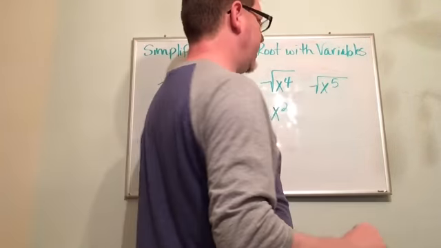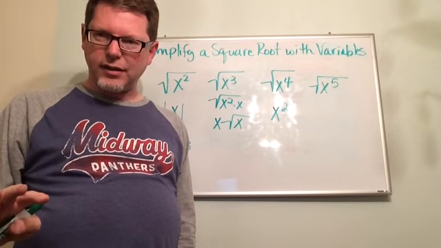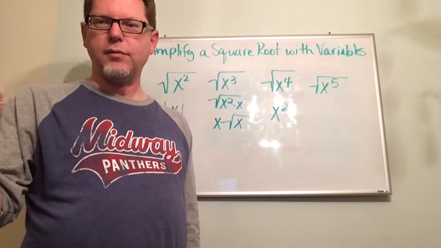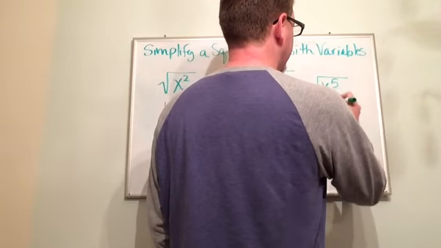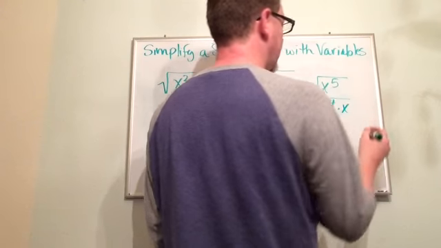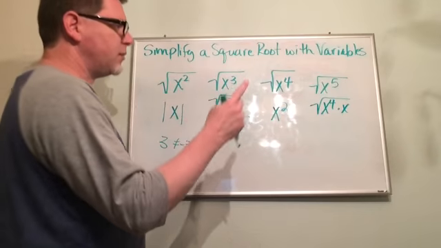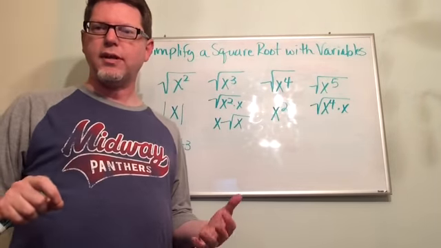So let's look at x to the fifth. What are the two factors of x to the fifth, one of which is a perfect square? That would be the square root of x to the fourth times x. Because remember, what I'm looking for, or maybe you don't remember, I'm just telling you, what I'm looking for is an even numbered exponent. Because then I can take the square root of that even numbered exponent.